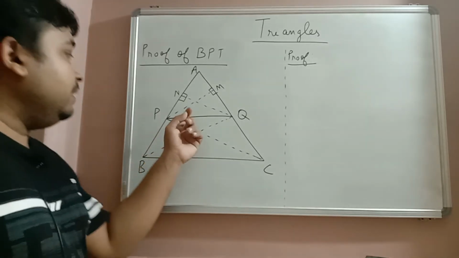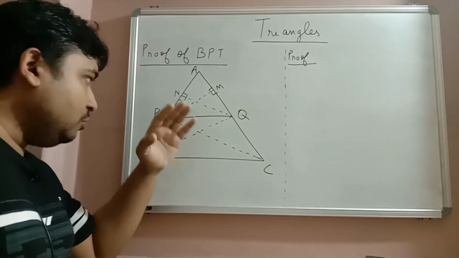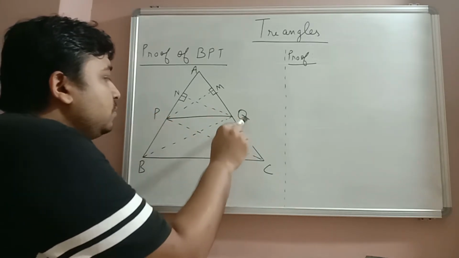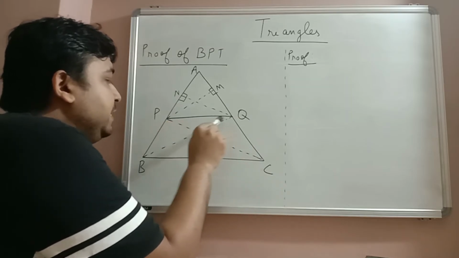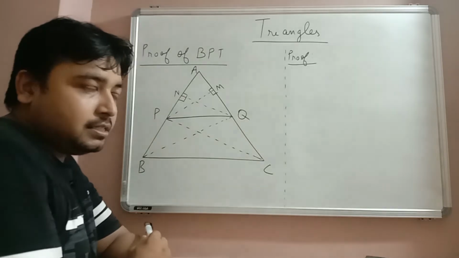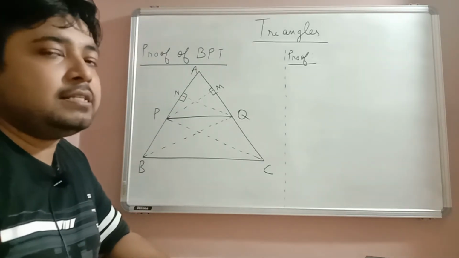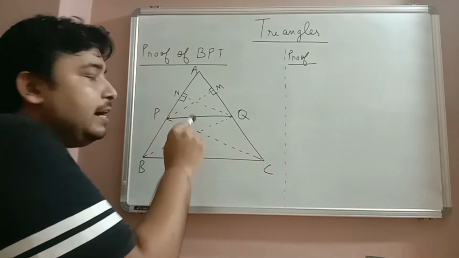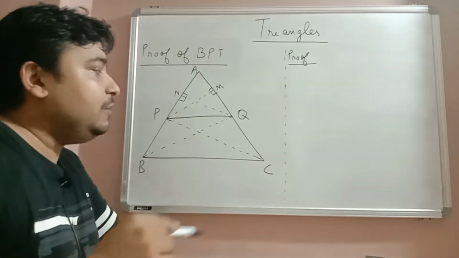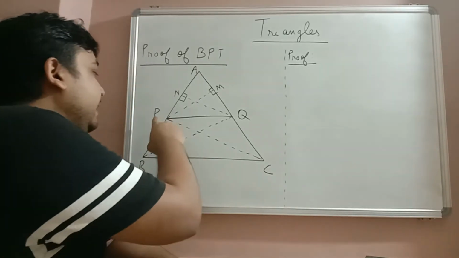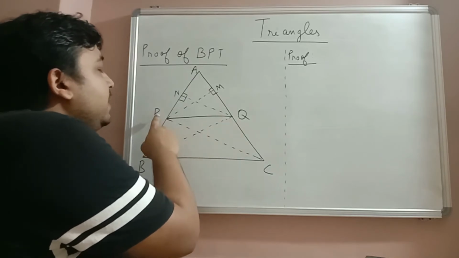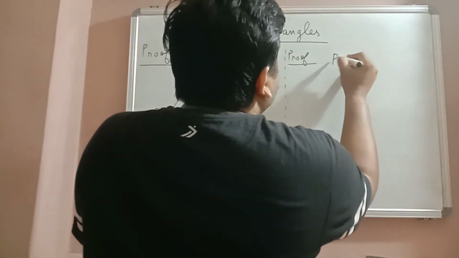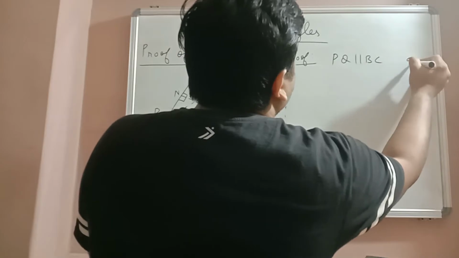Now we see in this figure PQ is parallel to BC. So we can say that triangle BPQ and triangle PQC have the same base PQ and are between the same parallel lines. Now remember the theorem from class 9th, we have already studied that two triangles having the same base and lying between the same parallel lines have equal areas. So one can say that area of triangle BPQ is equal to area of triangle PQC, since PQ is parallel to BC. This is already given.